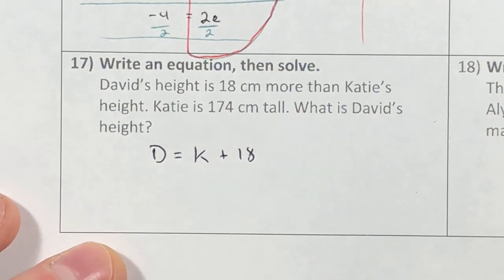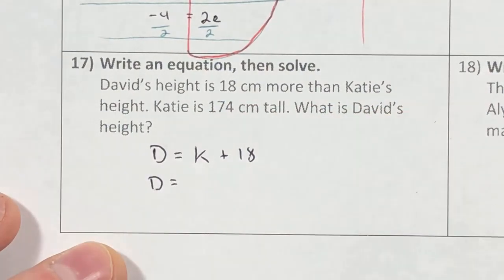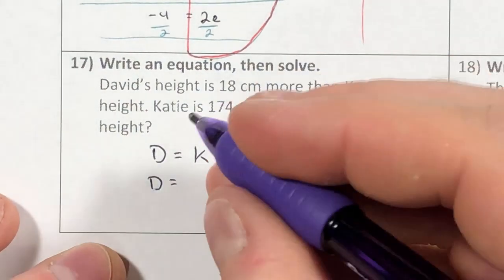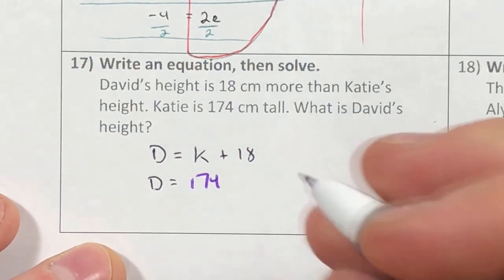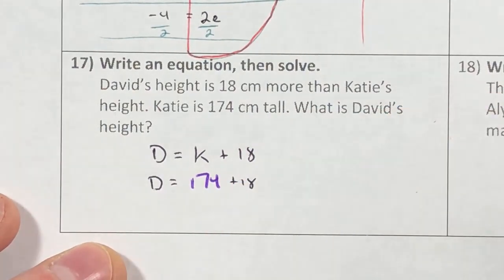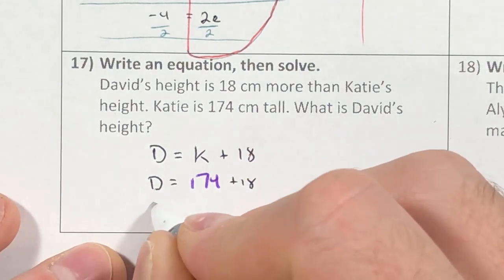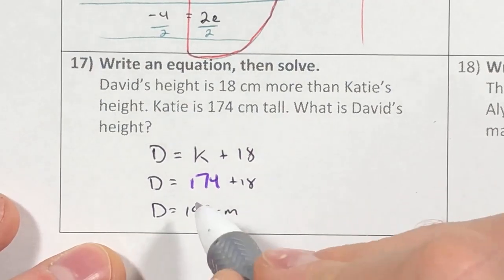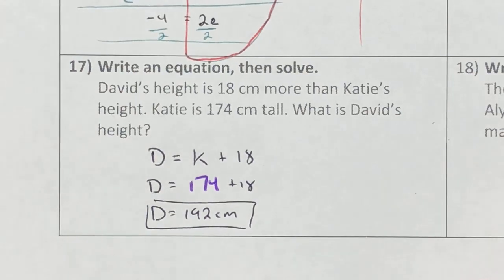Okay. Now I want to solve. Katie is 174 centimeters tall. So I'm going to rewrite this and say this is equal to, actually let's do this in purple because it's a different style question. 174 plus 18. 174 plus 18, that's going to be 192. David is going to be 192 centimeters tall. Perfect. And there we go.